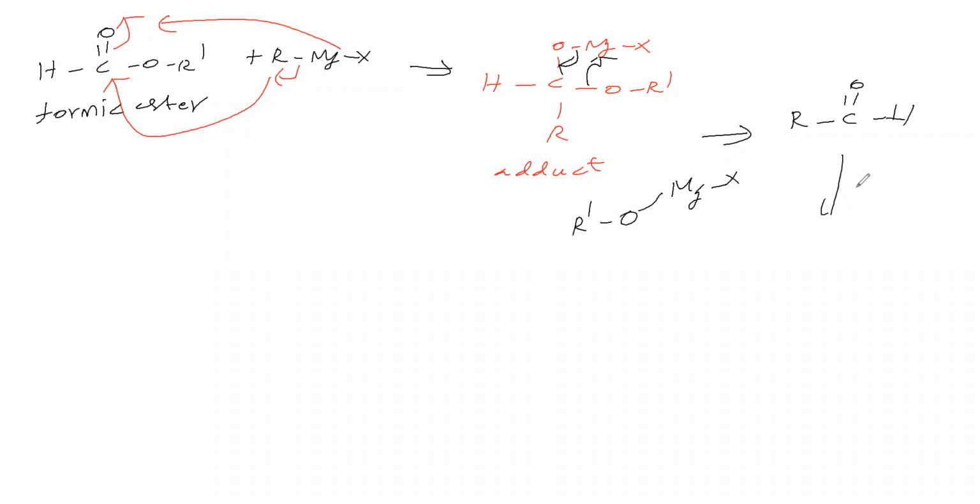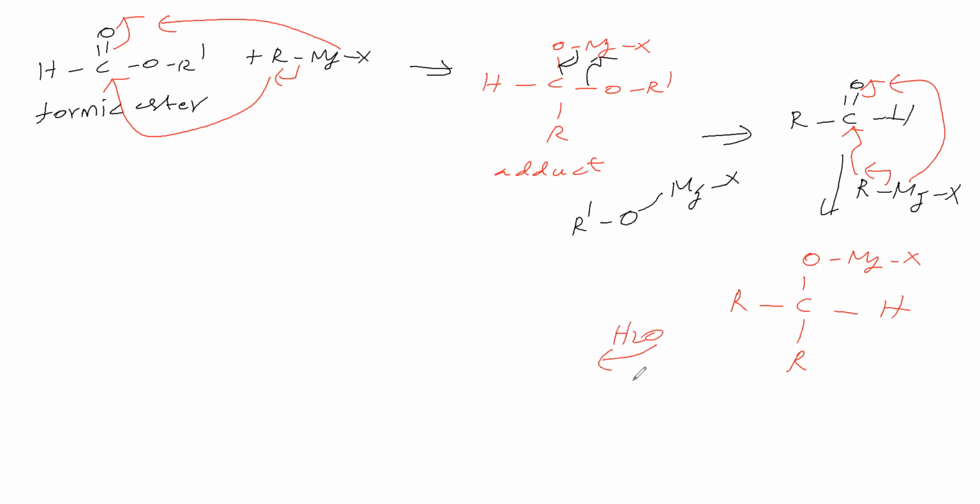Then it is attacked by Grignard reagent. The bond is shifting like this, and it is attacking like this. Therefore, we will get this O becoming OMgX, with R here and H here. This is taken for hydrolysis in the presence of acid. Here H plus and here OH minus, and therefore we are getting an alcohol.